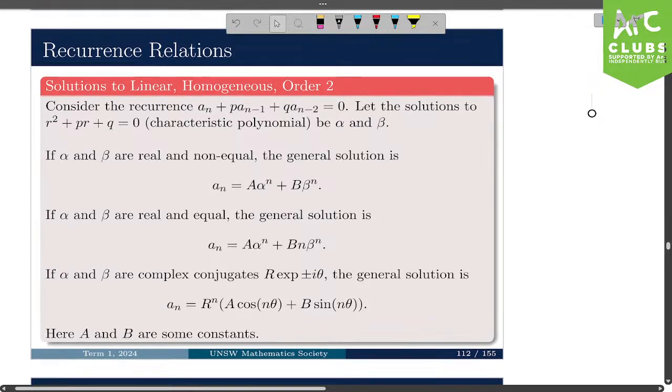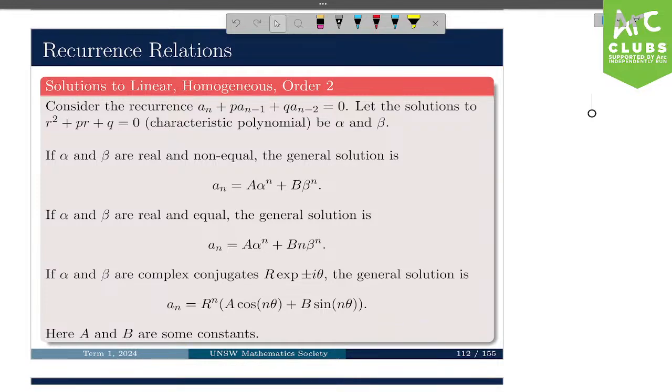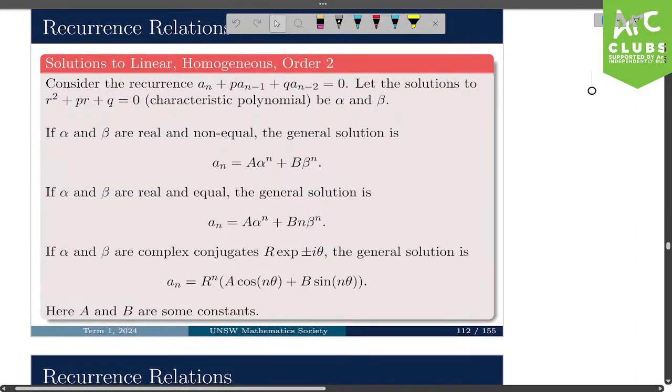So I think this is something you should be more worried about, because this does appear in your lab exams. The solution to linear homogeneous order 2.